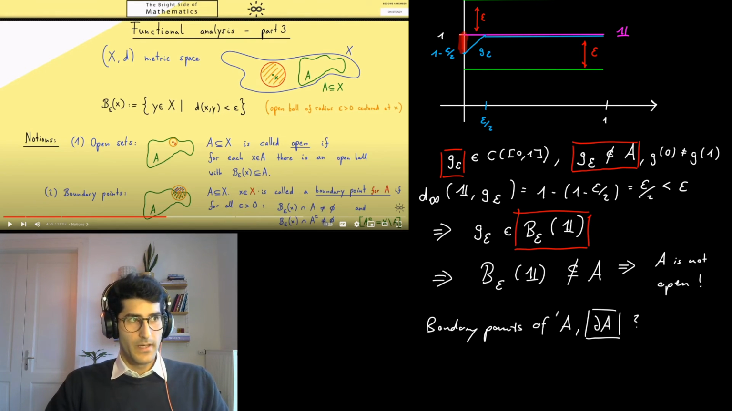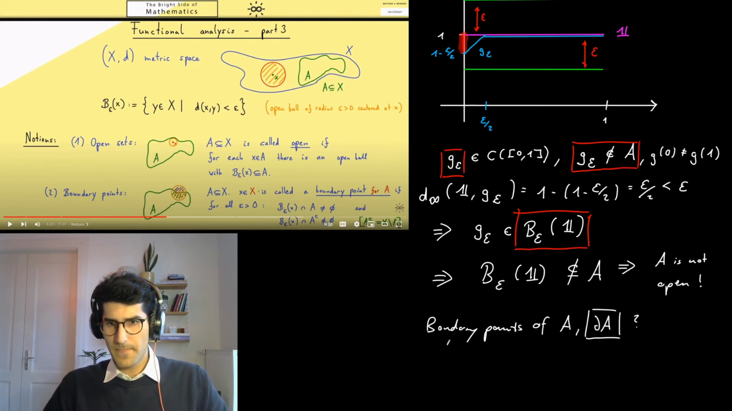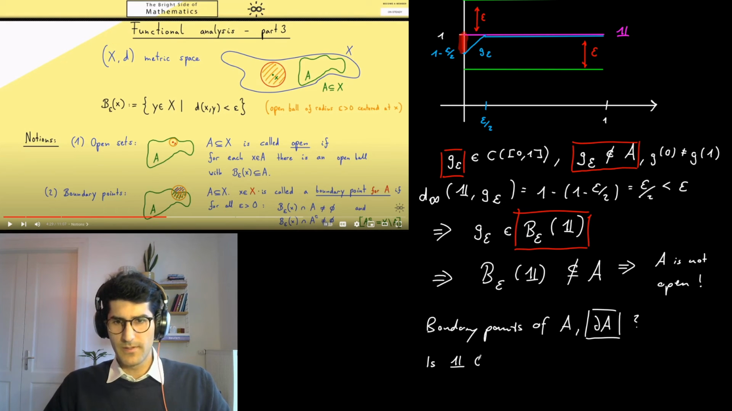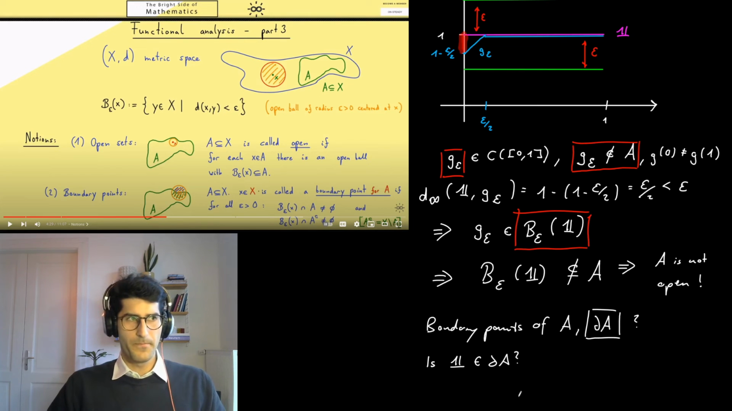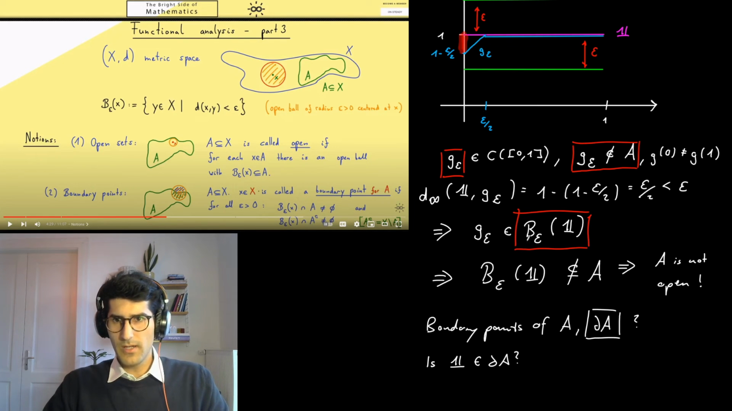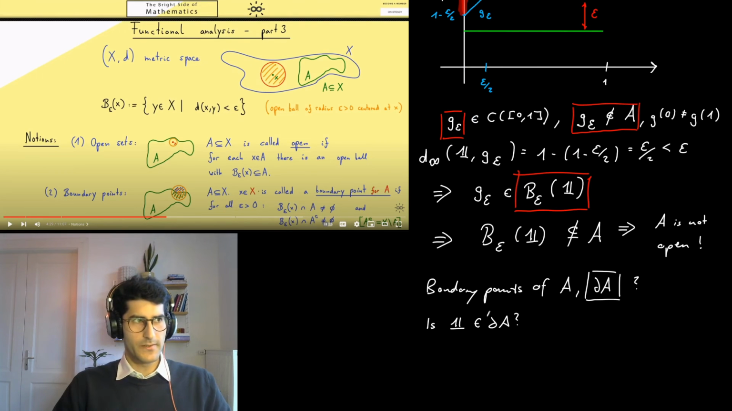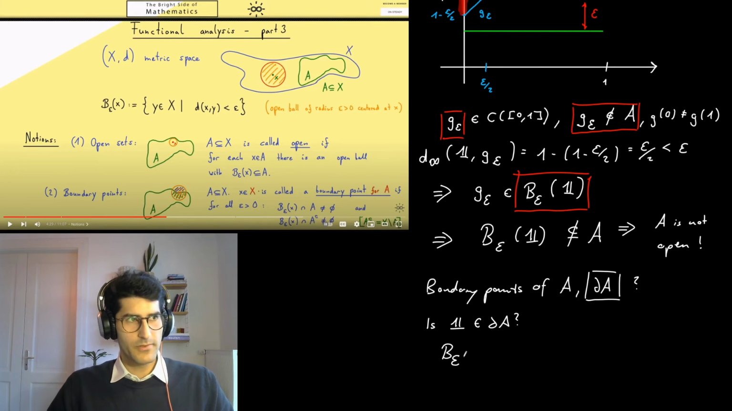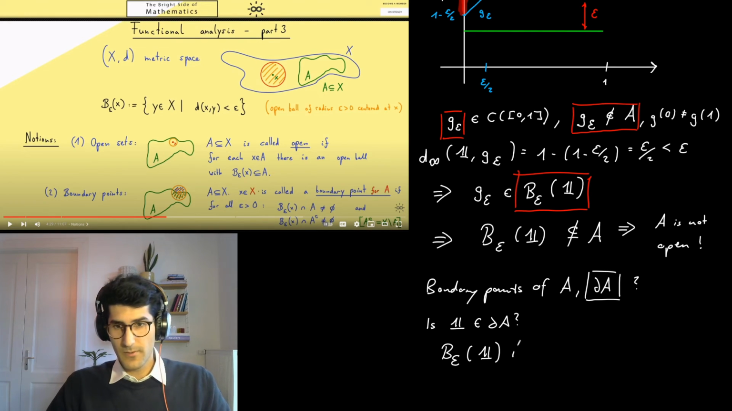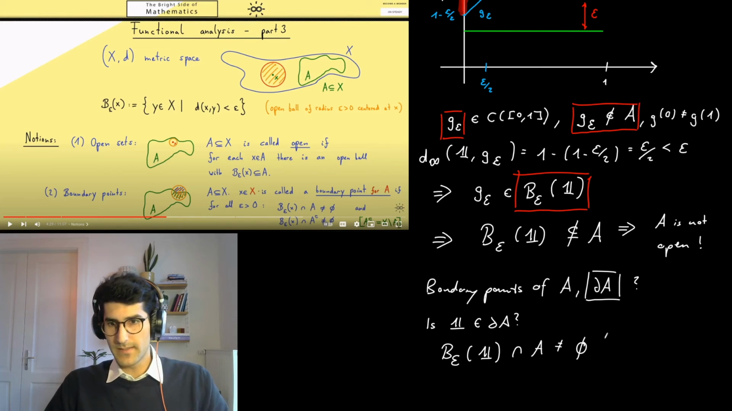So let's maybe start by checking whether the constant 1 function is a boundary point. Well, as we saw before, or here above in the calculations, the intersection of an epsilon ball around the constant 1 function with the set A is non-empty. So this is always the case.